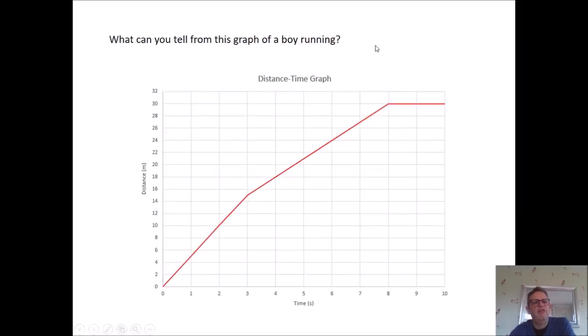Okay, and if you think you've got that, here's another graph. This is a boy running. So have a look at this graph, see what you can tell. Where was the boy moving fastest? Is there anywhere where he wasn't moving? Could you actually calculate the speed he was running at the different sections of the graph? Okay, I'm going to ask you again to pause the video here and see if you could work those things out for yourself.